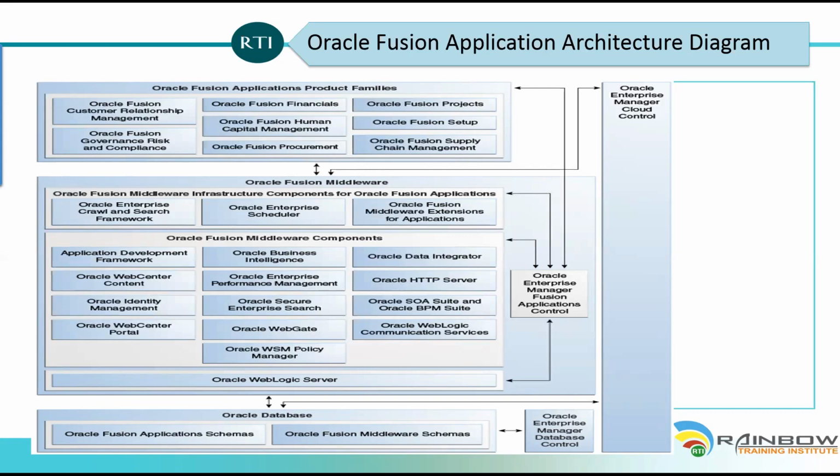And the last one is the Oracle database. Again, as with middleware, it is not only for Fusion applications, it is also for third-party applications and custom applications. So the Oracle database will have two parts.